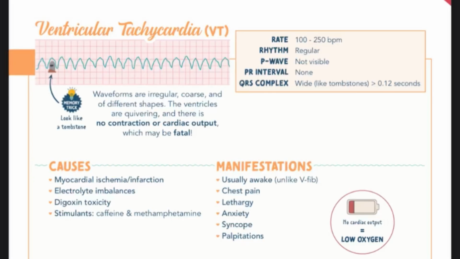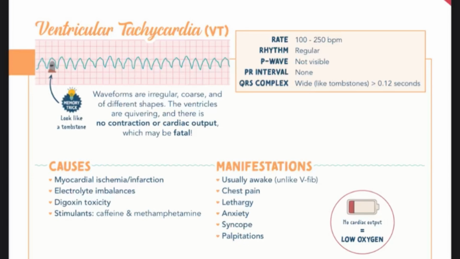It looks like a tombstone. The waveform is irregular, coarse, and of different shapes. The ventricles are quivering and there is no contraction, no cardiac output, which can be fatal. So it may be a cardiac emergency. If it is not treated, the patient may die. So what are the causes? Causes are myocardial infarction, MI, electrolyte imbalances, and digoxin toxicity also leads to ventricular tachycardia. Stimulants like caffeine, methamphetamines. And what are the signs and symptoms the patient is having? Usually the patient will be awake, with chest pain, lethargy, anxiety, syncope, and severe palpitation.